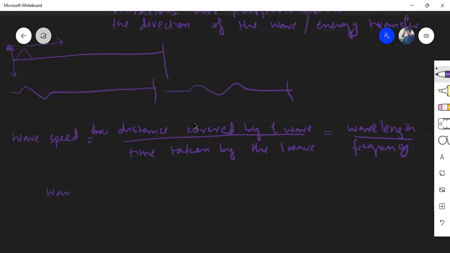So the wavelength is represented by lambda, and the frequency is f. Oh, I thought you were talking about the time period. Frequency is equal to 1 over the time period. So the wave speed is v, and v is equal to wavelength times frequency, which is lambda times f, or f lambda.